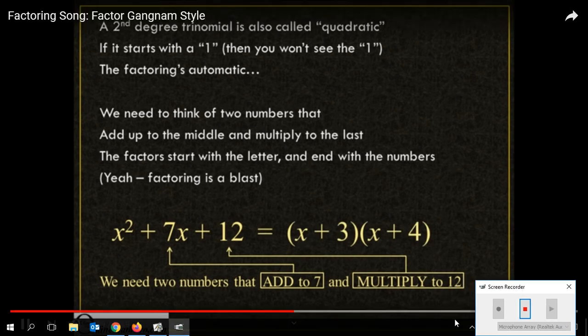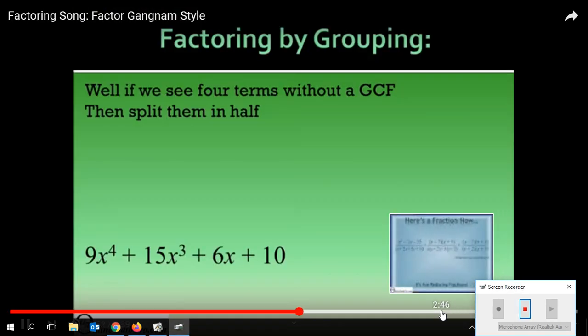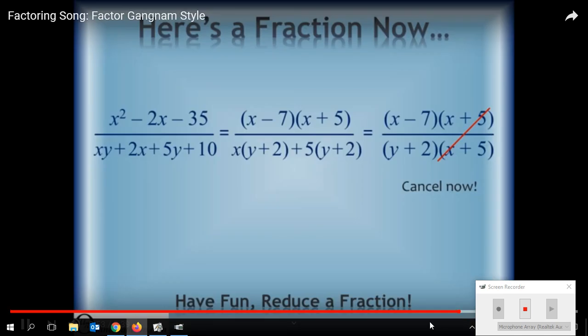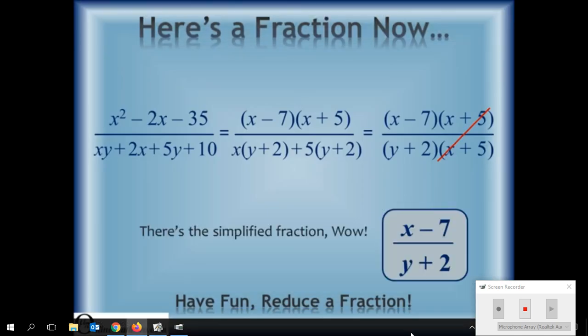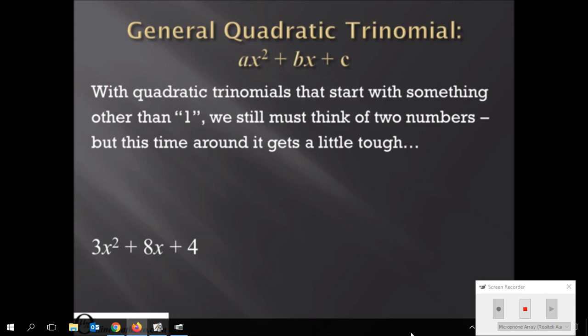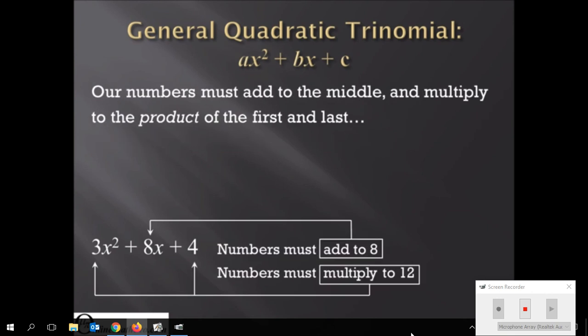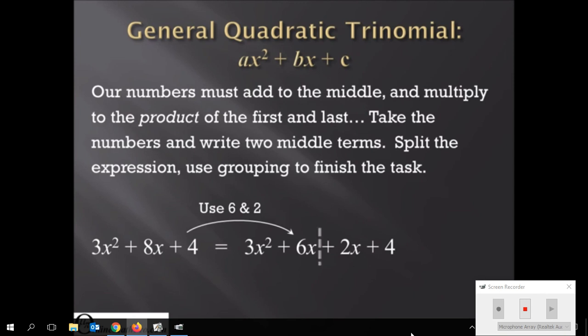These quadratic trinomials start with something other than 1. We still must think of two numbers, but this time around it's a little tough. Our numbers must add to the middle and multiply to the product of the first and last. Take the numbers that right two middle terms, flip the expression, use grouping to finish the task. Factor now.